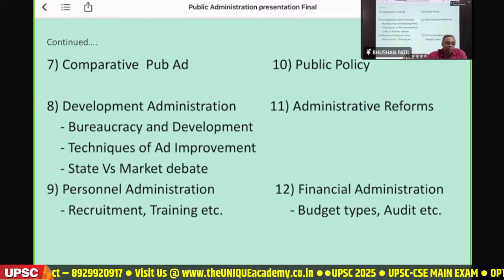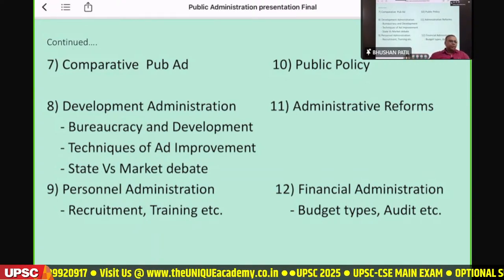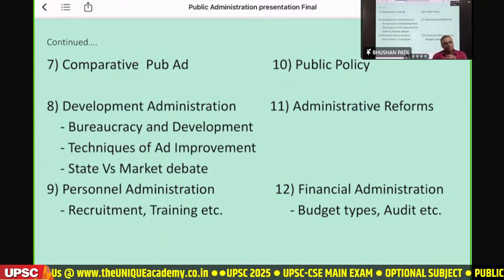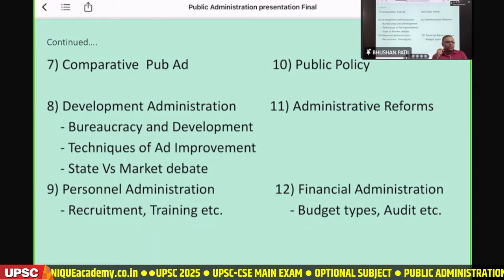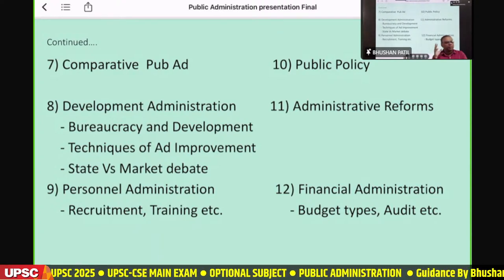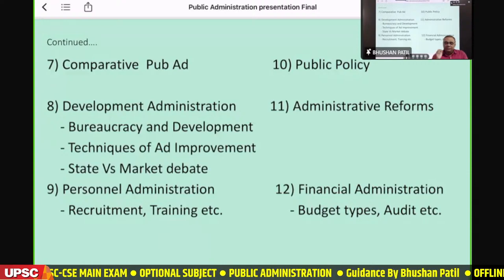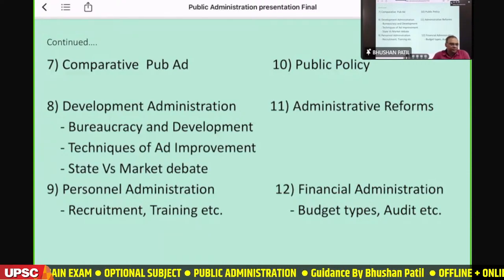Then comes personnel administration. Because in every organization we need employees, personnel. Means in personnel administration, recruitment will be there, right? Classification of employees will be there, promotion is there, employer-employee relations will be there, training will be there. So these things we'll study in personnel administration.